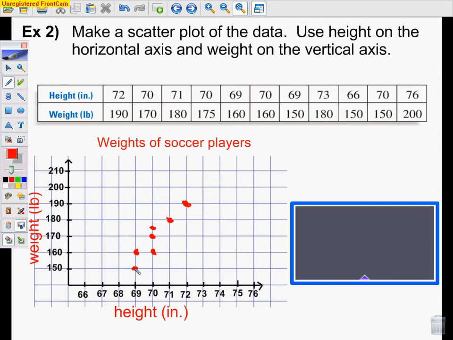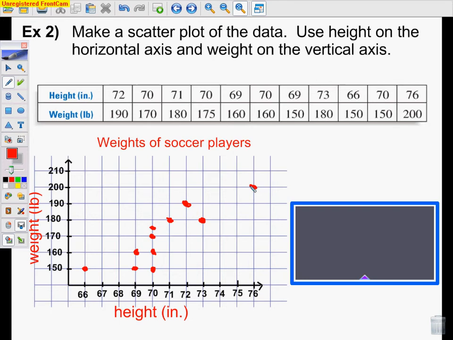73-inch tall person that weighs 180 pounds, so 73 inches, 180 is here. 66-inch tall person, somebody a little bit short on the team, 150. 70-inch tall person at 150. And then we have our team giant, 76 inches tall at 200 pounds.